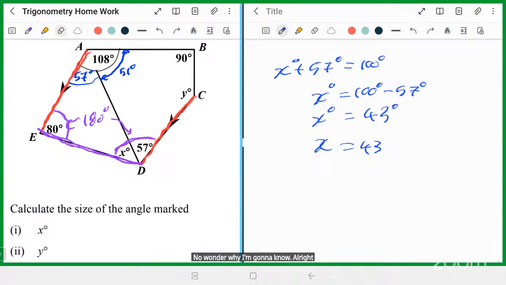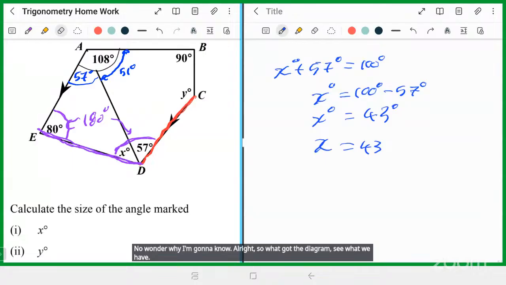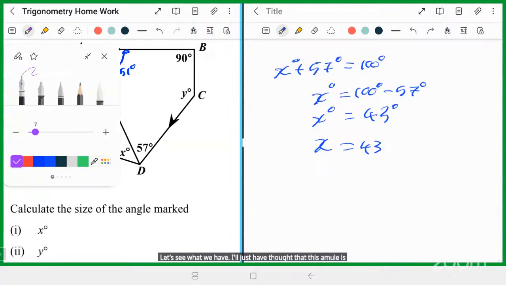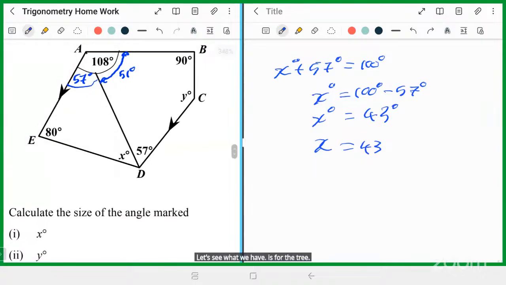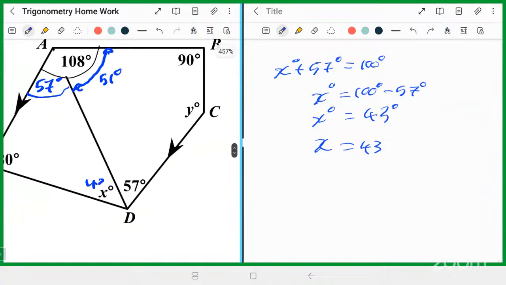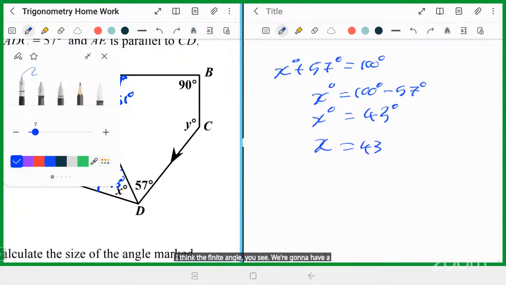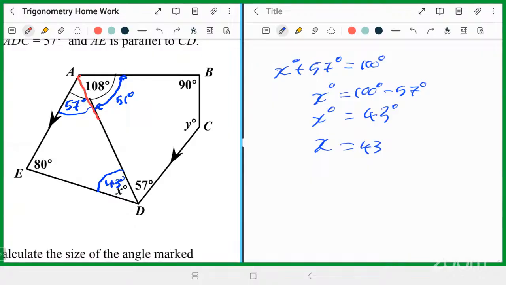Alright, let's look back at the diagram. Put in what we have. And we just worked out that this angle on here is 43. This angle, what? I think to find that angle, we're going to have to work in this quadrilateral. This quadrilateral right here.